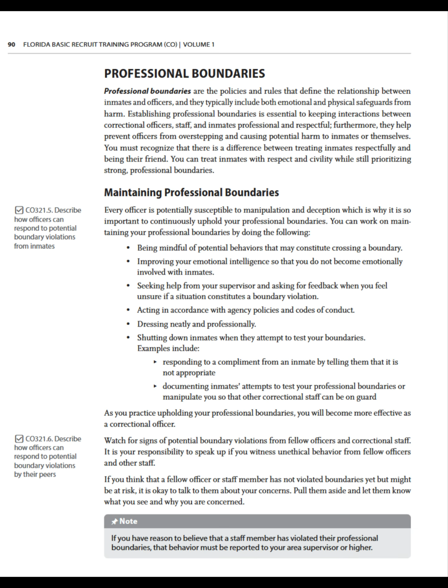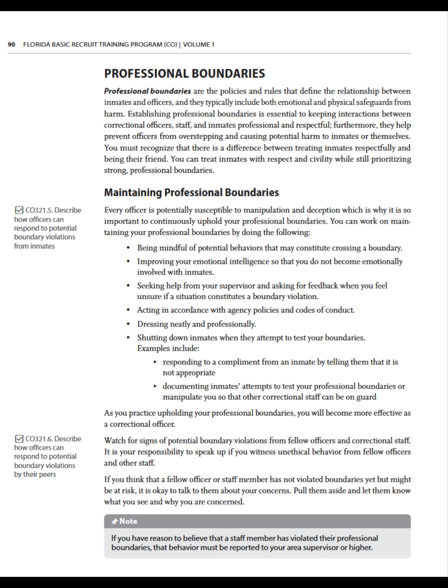Professional boundaries are the policies and rules that define the relationship between inmates and officers, and they typically include both emotional and physical safeguards from harm. Establishing professional boundaries is essential to keeping interactions between correctional officers, staff, and inmates professional and respectful. Furthermore, they help prevent officers from overstepping and causing potential harm to inmates or themselves.